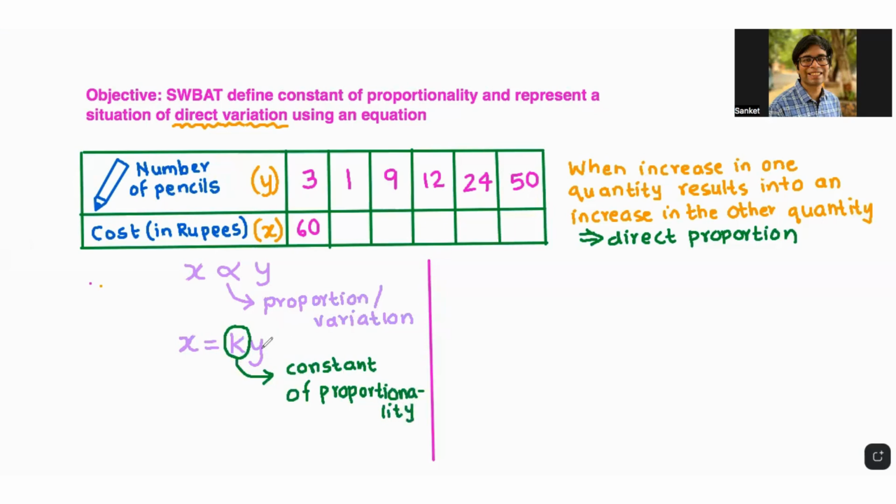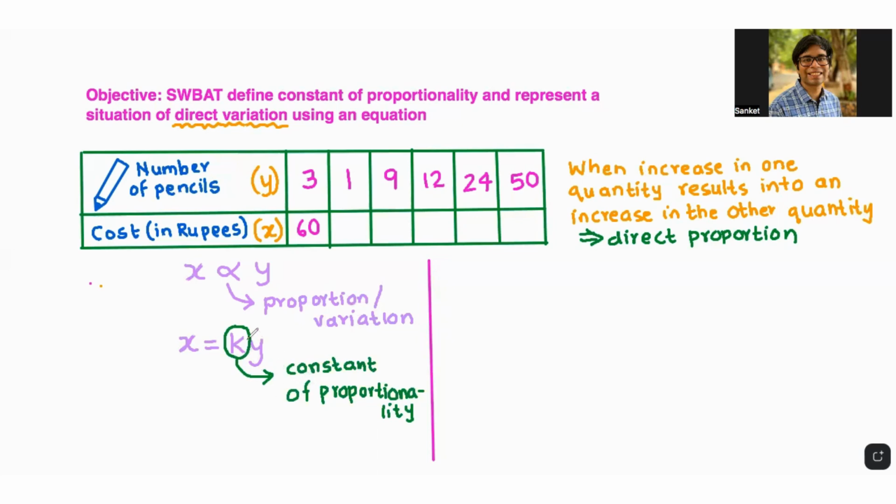So I know if the value of Y is multiplied by some number, I will get the value of X. So number of pencils, if I multiply by some number, I'm going to get the cost of the pencils. And this number is going to stay fixed. Here, it's going to be cost of 1 pencil. So if I multiply number of pencils with cost of 1 pencil, I'm going to get the cost of that many pencils. So this is called as constant of proportionality.